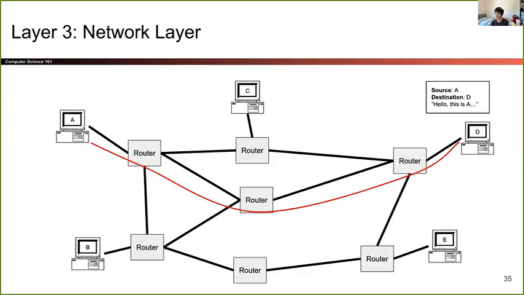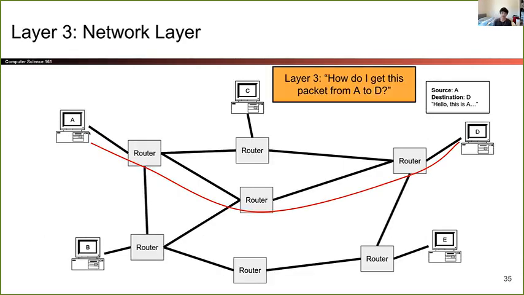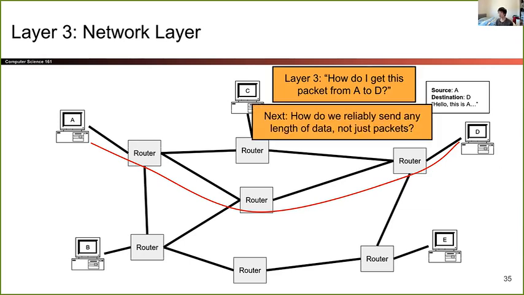All right, here's the diagram one more time. Layer 3 says, how do I get this packet from A all the way to D, routing it between these intermediate nodes? On top of this, we want to send data reliably. We don't always just want to send packets. Sometimes we want something that's more useful. Something like SSH doesn't rely upon sending individual packets. It just wants to send some data and receive some data, and it wants to do it reliably because we don't want to just lose data out of nowhere. So the next layer is how we build on top of this. Questions on layer 3 or internet protocol?